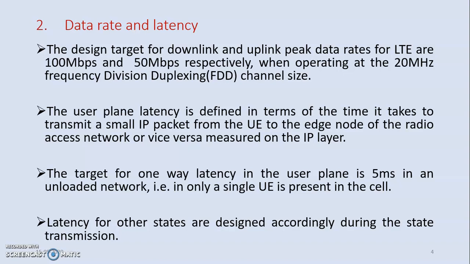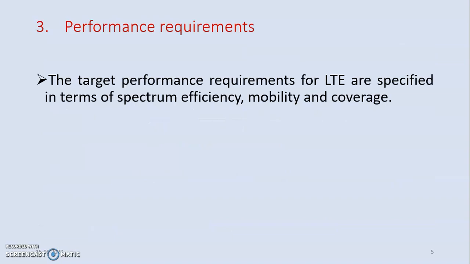The target for one-way latency is 5 milliseconds with an unloaded network. An unloaded network means only one user entity is connected to the entire cell. If only one UE is present in the cell and that UE or cell sends any information in one direction, it is expected to take 5 milliseconds. That is the target in the design. The latency for other states is designed accordingly, since during state transitions, like between the idle state and connected state, the latency varies.